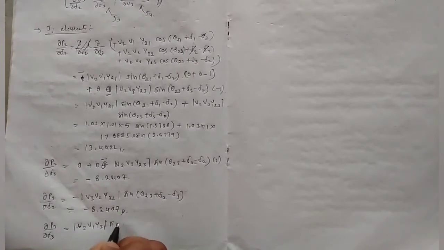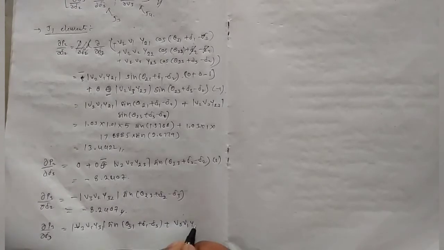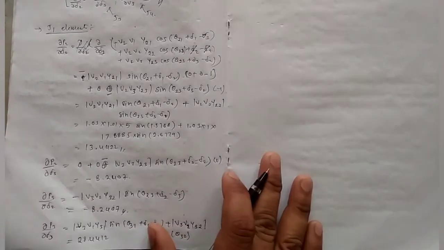we'll get V3 V1 Y31 sin(θ31 + δ1 − δ3) plus V3 V2 Y32 sin(θ32 + δ2 − δ3), plus 0, right? All these delta terms we can neglect after differentiating because these values are always 0. This value we get as 28.4412.